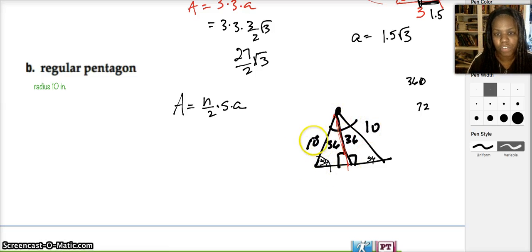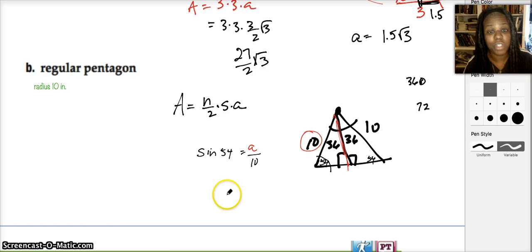I've got that this is 54 degrees. I've got the hypotenuse. I want the opposite. Which one of my trigonometric ratios requires opposite and hypotenuse? SOHCAHTOA. Hopefully you thought sine, and if you did, you're correct. So the sine of 54 degrees has to be equal to this thing that I'm looking for, the apothem, over 10, the hypotenuse. And now I'm going to do the work.